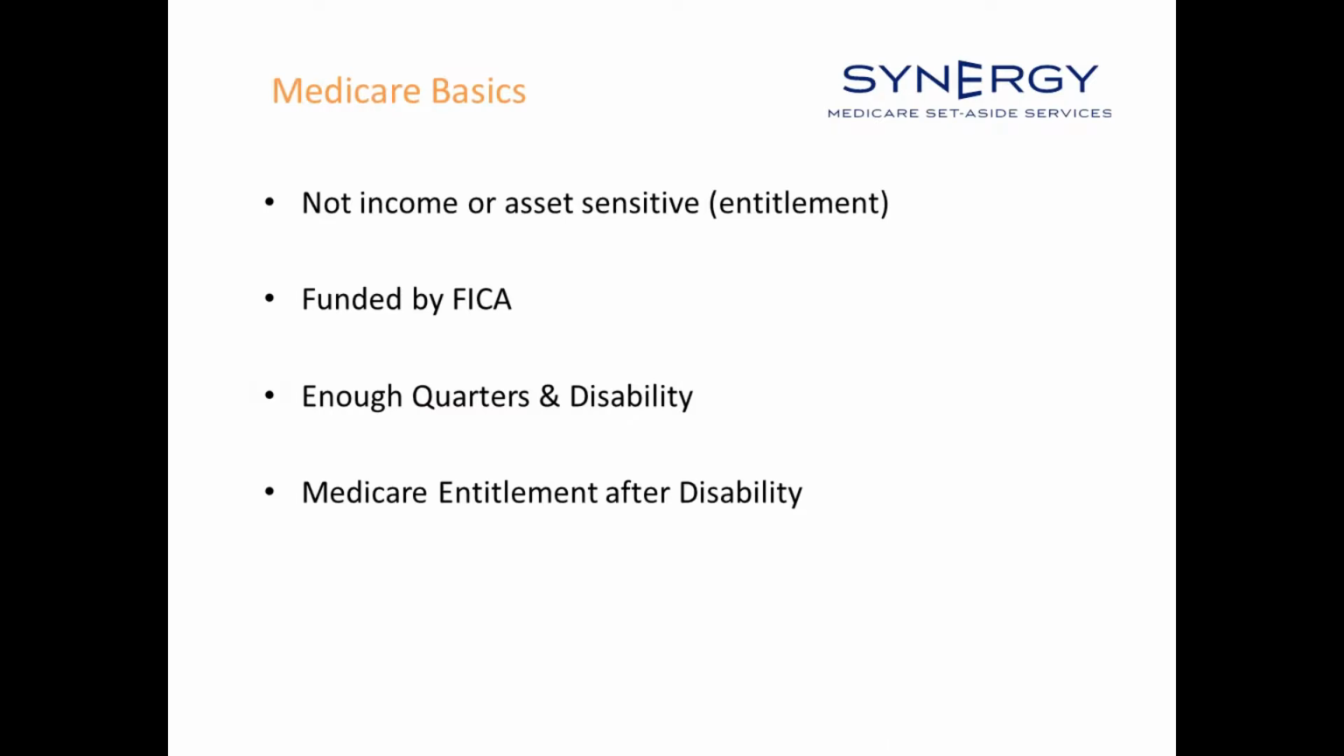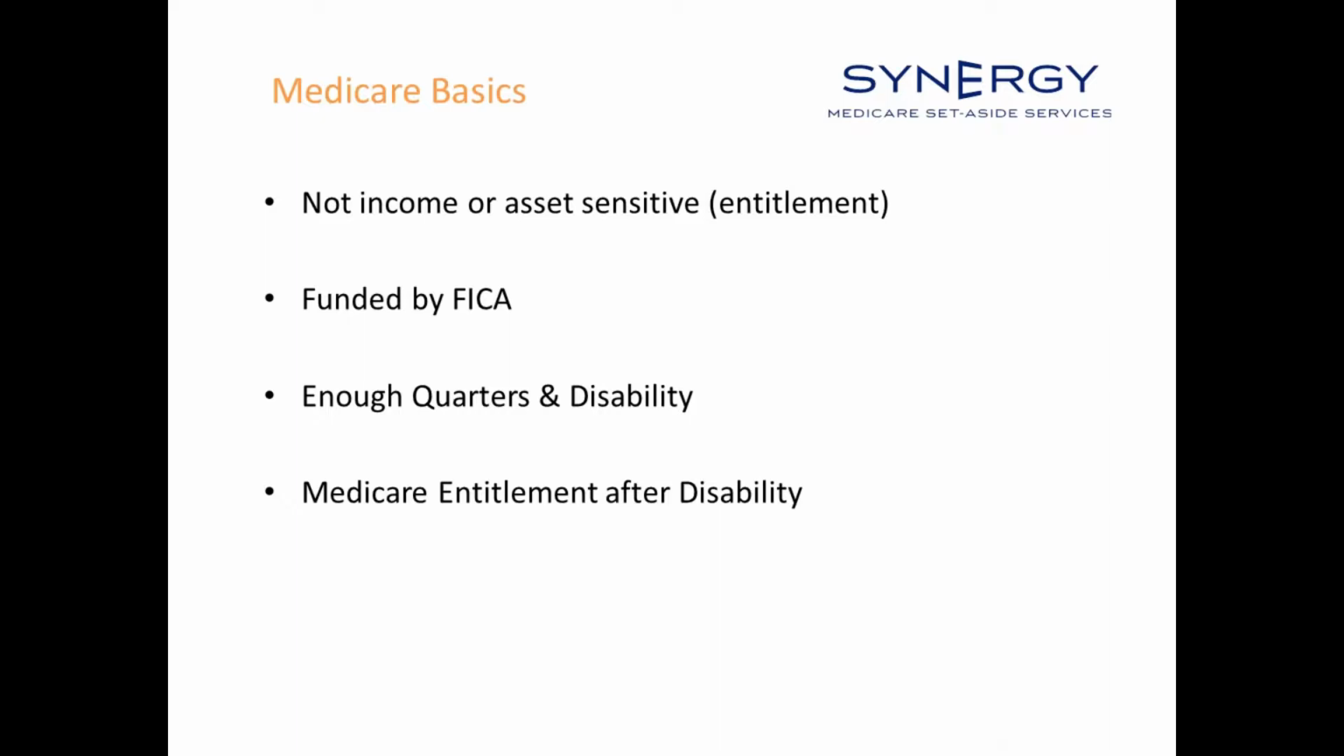So what are the Medicare basics? The good news about Medicare is that it's not income or asset sensitive, whereas with Medicaid, if you have a certain amount of dollars or assets, you will not qualify for Medicaid entitlement. Whereas with Medicare, there can be a $100 million settlement and your client will still be eligible for Medicare benefits. It's funded by FICA. Typically, they have to earn enough quarters and be disabled if they want to get into Medicare earlier. And I'll talk a little bit more about that as we go through this and how you can have clients that are below the age of 65 and still qualify for Medicare.